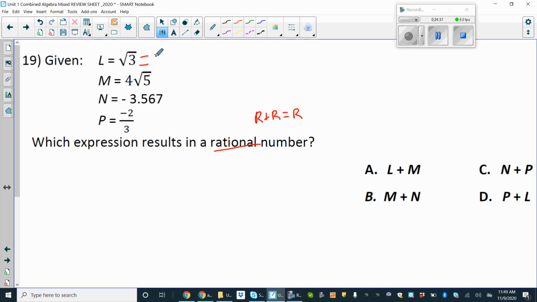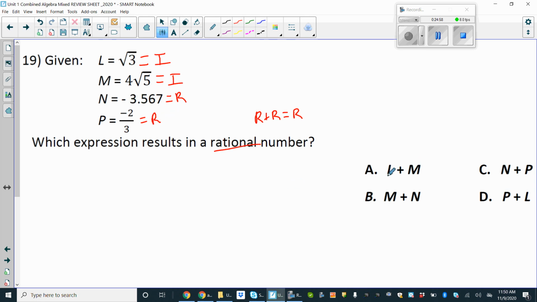L, square root of 3 is irrational because that's a non-perfect square. M, 4 square root of 5 is irrational. It's a non-perfect square. N equals negative 3.567. That's a terminating decimal. That's rational. And P is negative 2/3, which is a fraction, and that's rational.